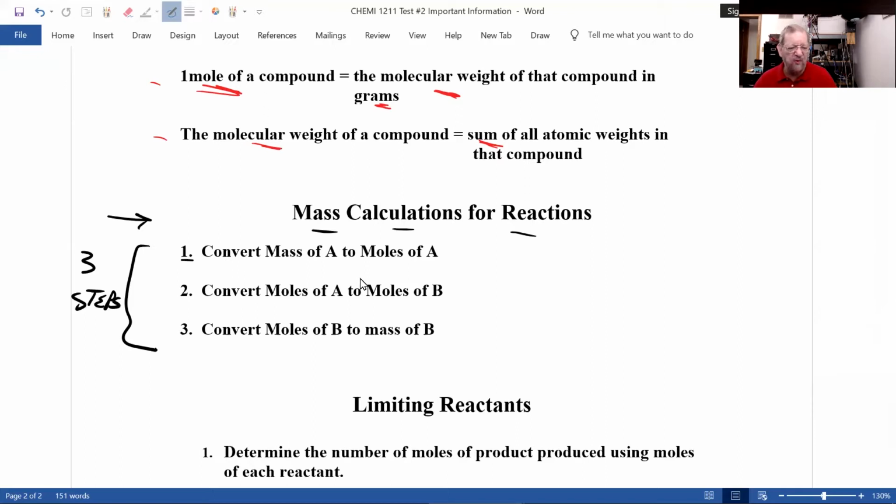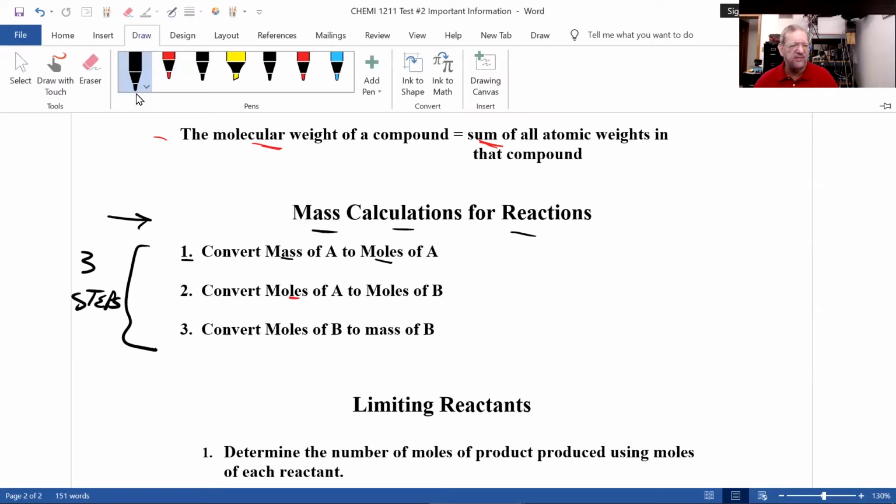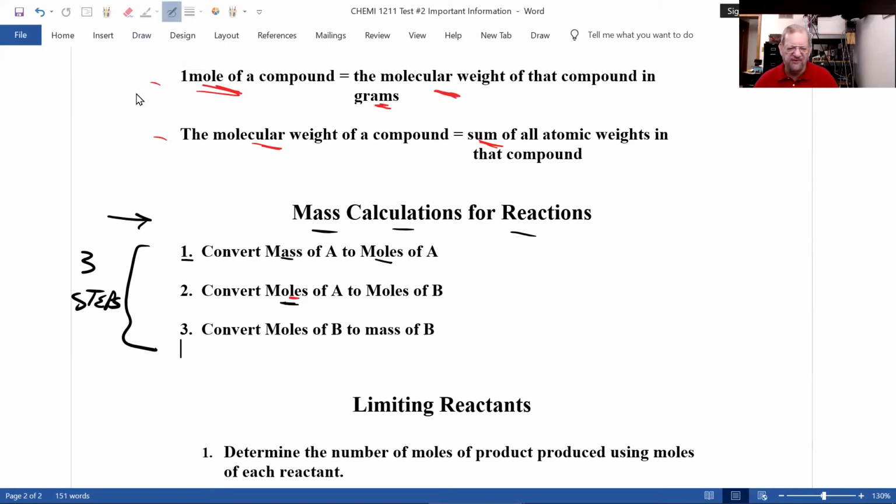First step, whatever you're given the mass of, the weight, you have to convert to moles. Second step, whatever you've just calculated in moles, moles of A to moles of what you're trying to find in grams. And then the third step, whatever you just calculated moles of, you convert back to grams of that, grams of B. So let's look at the problem we're working on.